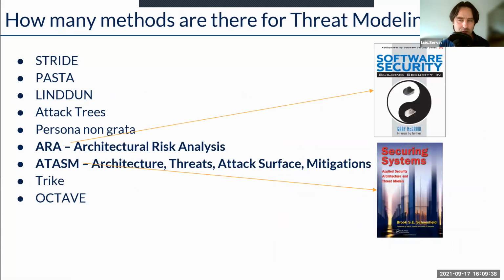But there are many more methods for threat modeling. I've gone through many of them and read through many of them. To be honest, the two I find the most useful, because of how they are built and because they make the most sense for me coming from a developer background, are the Architectural Risk Analysis from Gary McGraw and Architecture, Threats, Attack Surface, and Mitigations, with this very difficult to pronounce acronym, ATASM, from Brook Schoenfield.